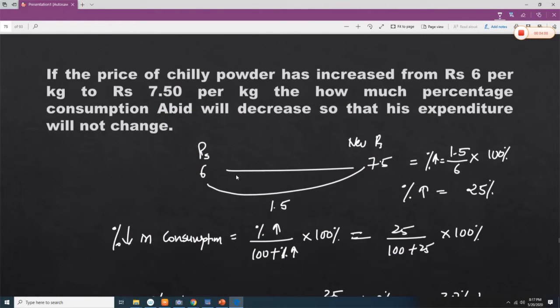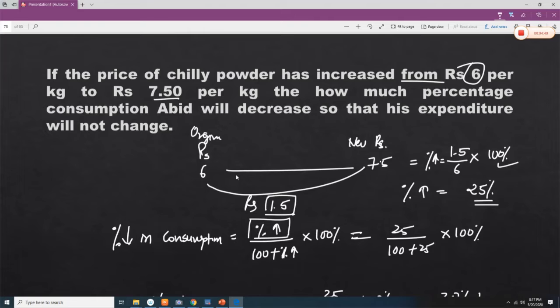If the price of chili powder has increased from rupees 6 per kg to 7.50 per kg, so this is the original price, this is the new price, 7.5. So 1.5 is increased. Now this 1.5 is in rupee terms, you have to convert it into percentage terms. So 1.5, and what is the original price? It is 6. So divided by 6 multiplied by 100, so it is increased by 25%. Now the reduction in consumption is whatever the increase in the price in percentage terms, plus 100, that much percentage you have to add, multiplied by 100.